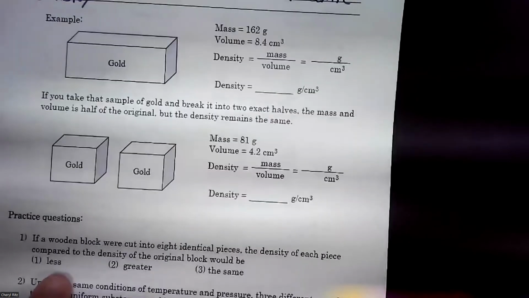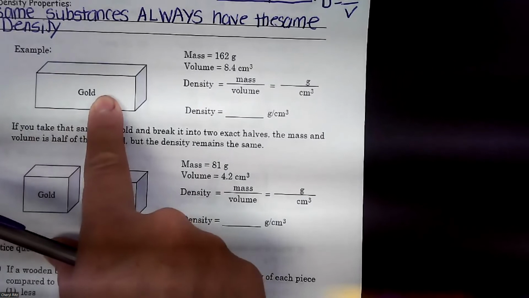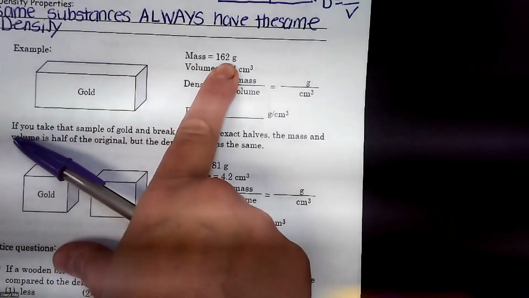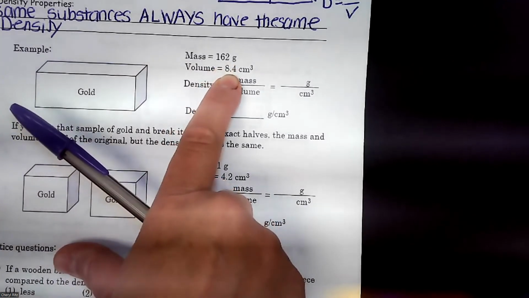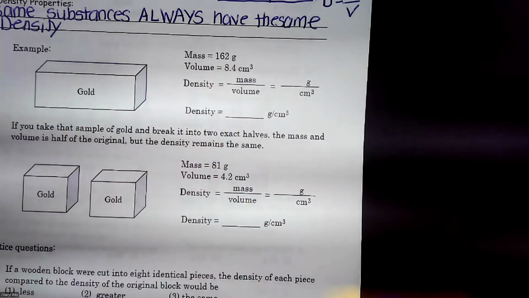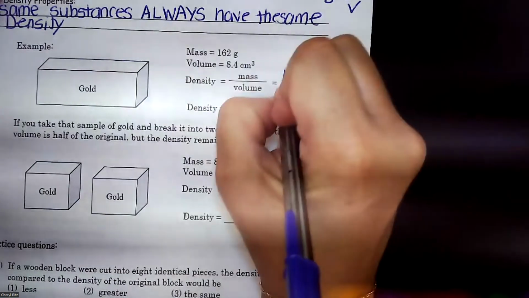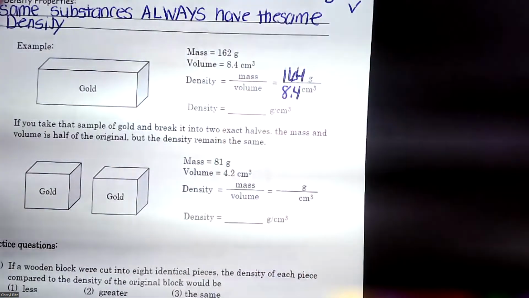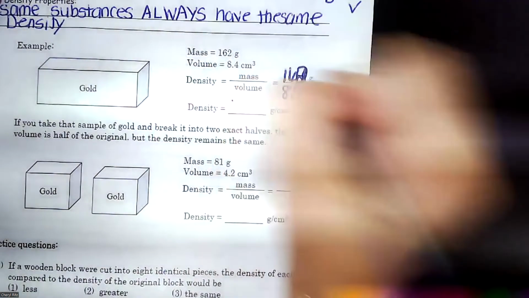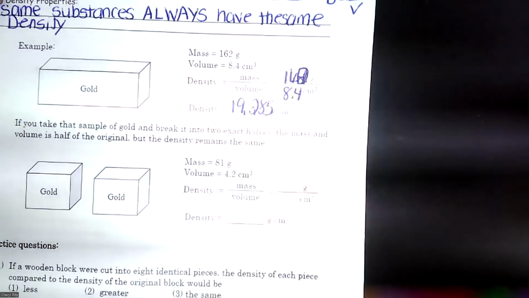I want to prove that. In fact, I have a gold bar right here. You guys should all have a calculator. If I have a gold bar and I'm telling you it has a mass of 162 and a volume of 8.4, how do we find the density? Divide it. So you plug in 162 divided by 8.4. Why don't you guys do that? 19.285.